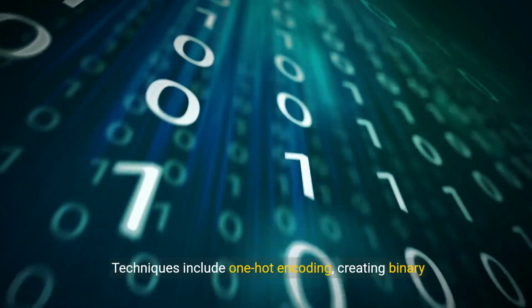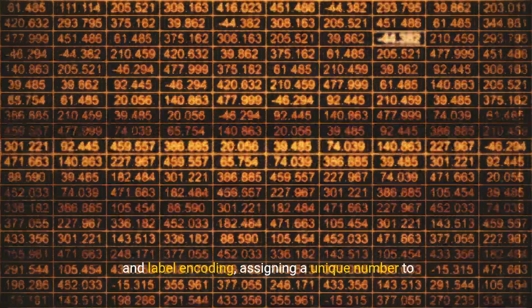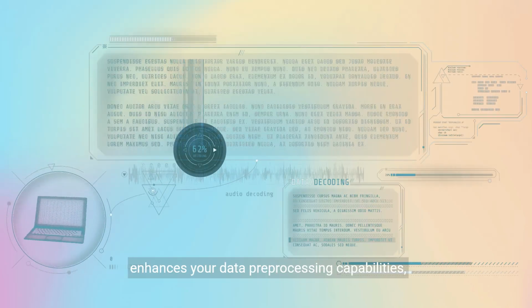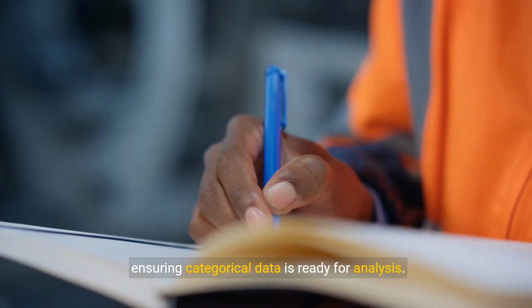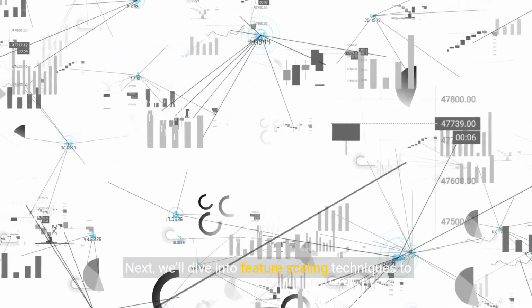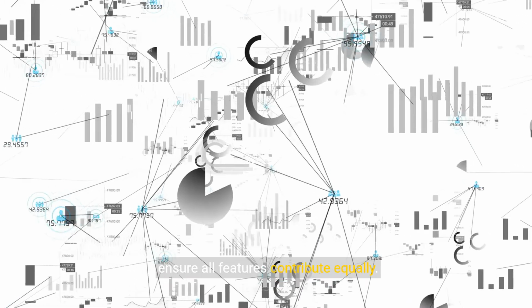Techniques include one-hot encoding, creating binary columns for each category, and label encoding, assigning a unique number to each category. Understanding when and how to apply these techniques enhances your data preprocessing capabilities, ensuring categorical data is ready for analysis. Next, we'll dive into feature scaling techniques to ensure all features contribute equally.